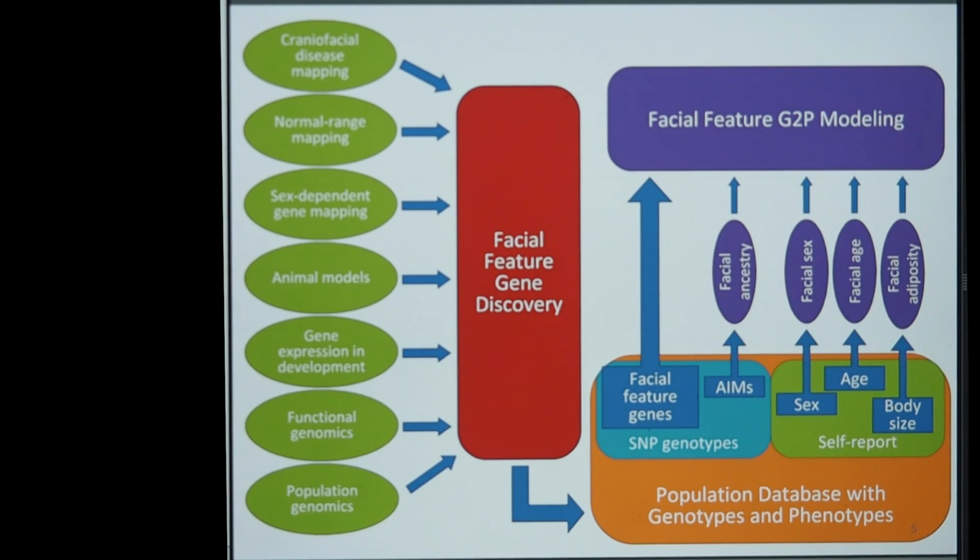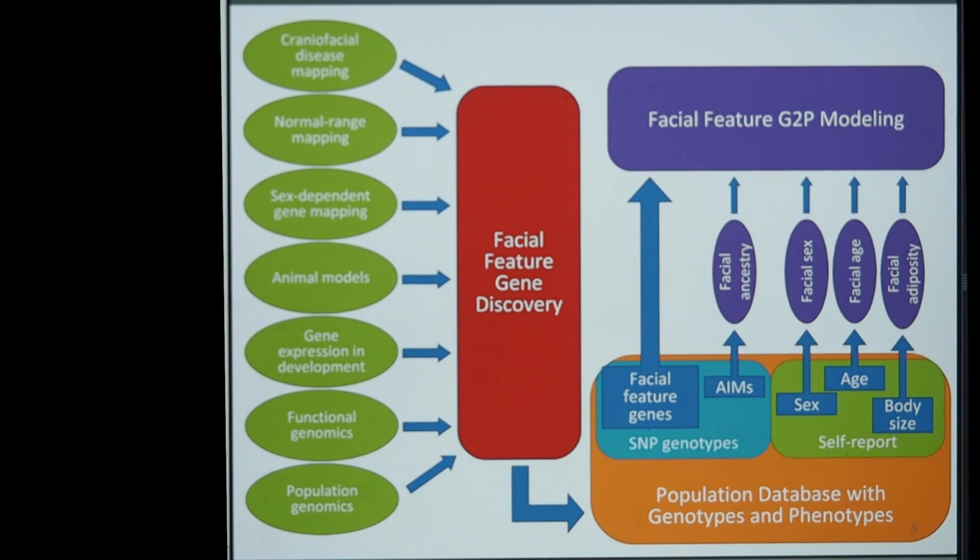Animal models, there's a bunch of mouse models and zebrafish models, other animals. I mean, just look at dog breeds, right? Lots of different faces. Gene expressions, there's a lot of molecular biology and some functional genomics. And finally, population genomics. This is one of my favorite things.